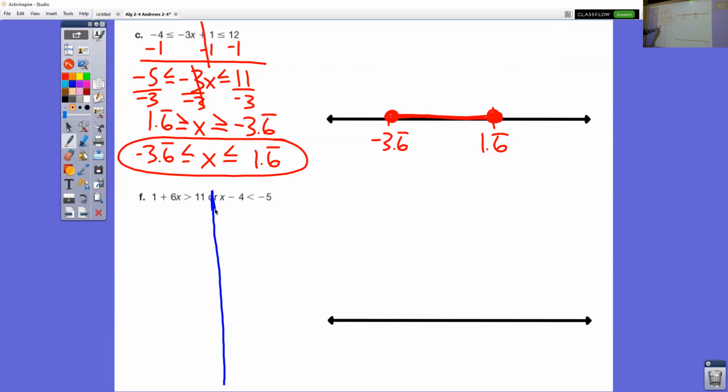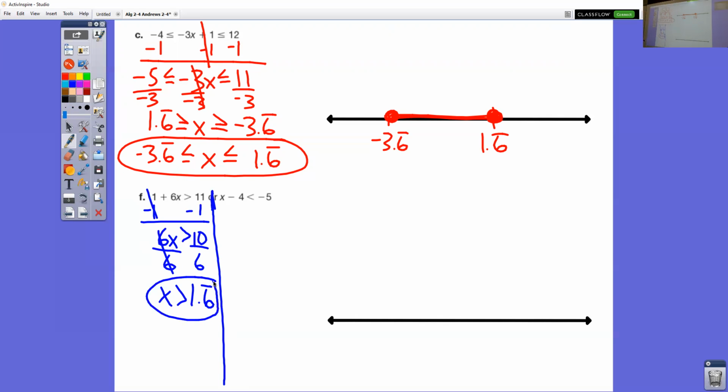So we have 1 plus 6x is greater than 11. -1 and -1 to get that 6x all by itself. Divide by 6, divide by 6. X equals, this ends up being 1.6 repeating. Sorry, it's not equals. We have an inequality symbol, so it would be x is greater than 1.6 repeating. We don't need to flip the sign. We divided by a positive. You only flip the sign when you divide by a negative.